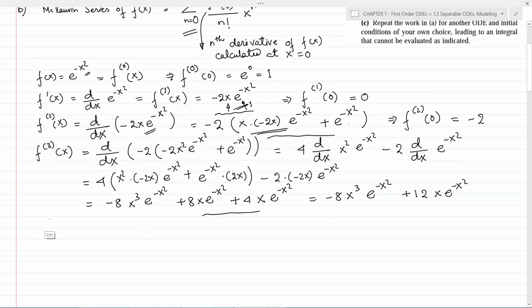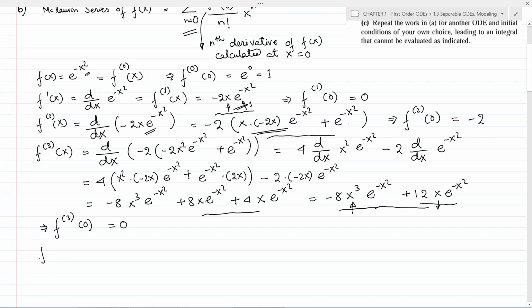This is the derivative, which implies f3 of 0 we can calculate by putting x equal to 0 in here. If we put x equal to 0, this term becomes 0, so this whole first term becomes 0. Similarly, the whole second term also becomes 0 because x equal to 0. So f3 0 equal to 0.